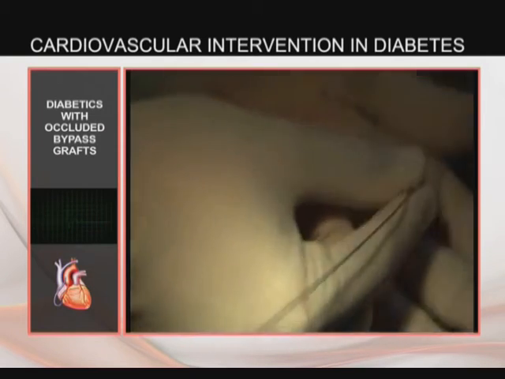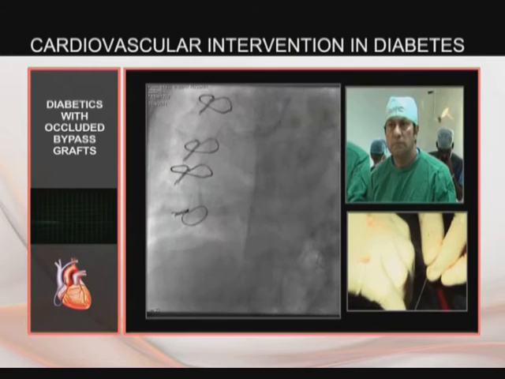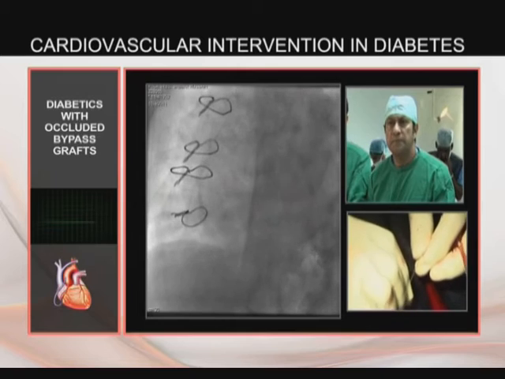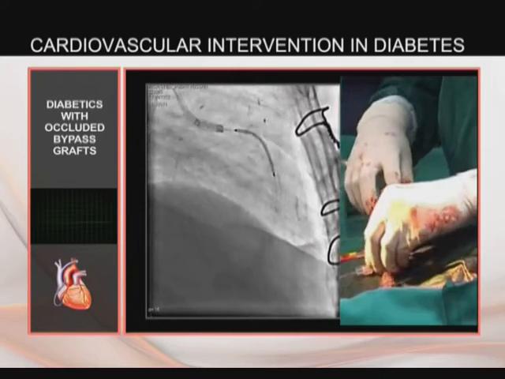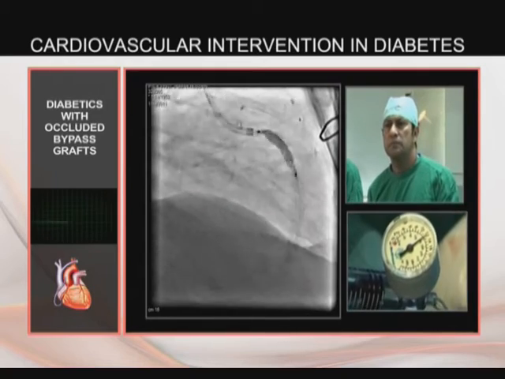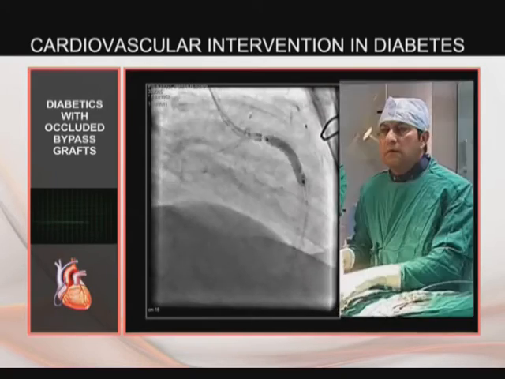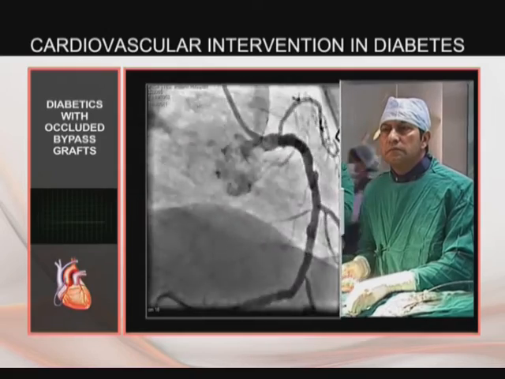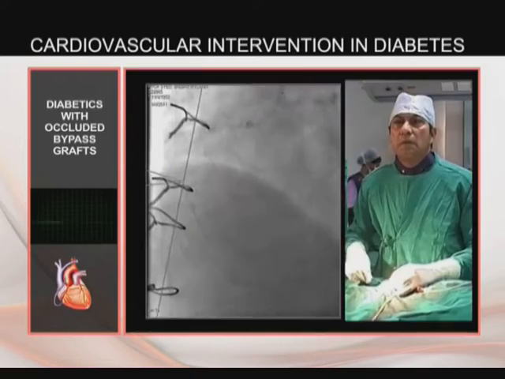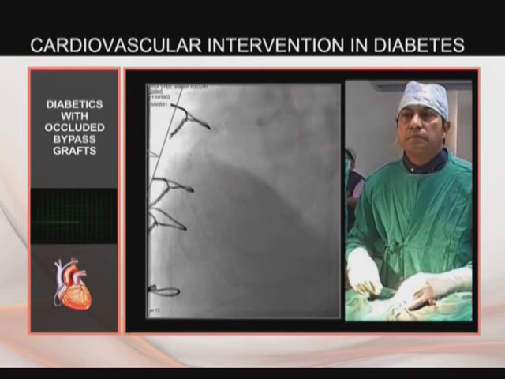A second BioMime stent is now being seen. I'm passing it. It's a 3.5 by 33 BioMime which is being placed and deployed at 12 to 14 atmospheres. It is overlapping the distal stent by 2 mm. In the proximal segment, you can see a small flap protruding out.